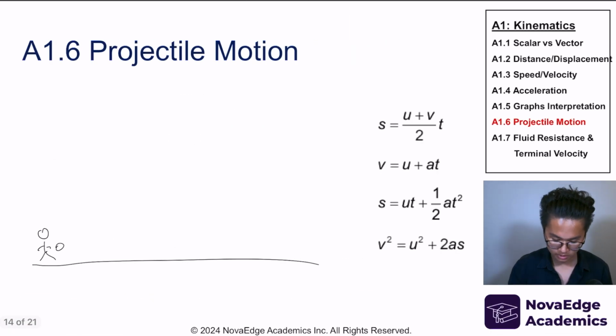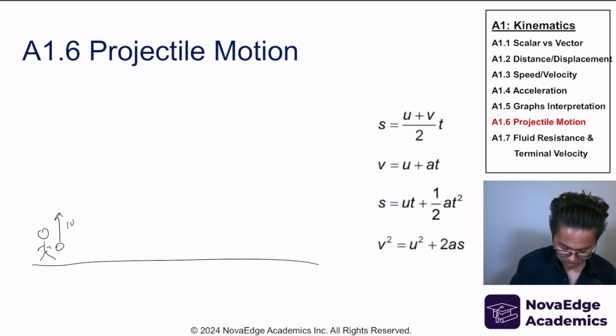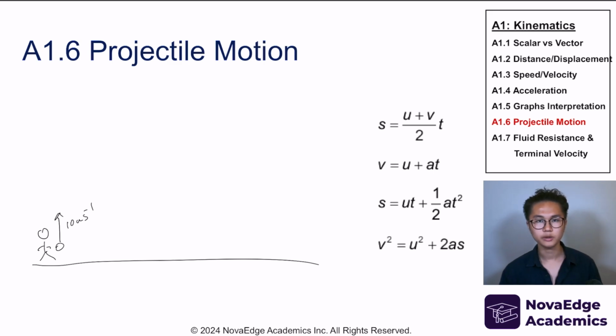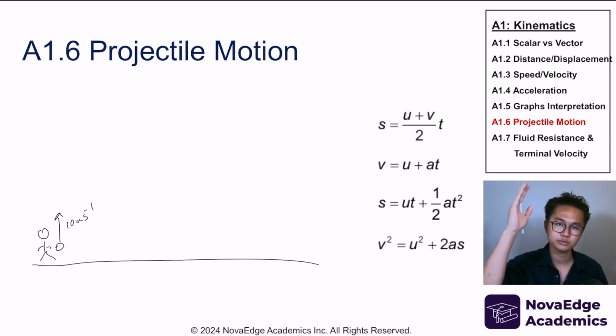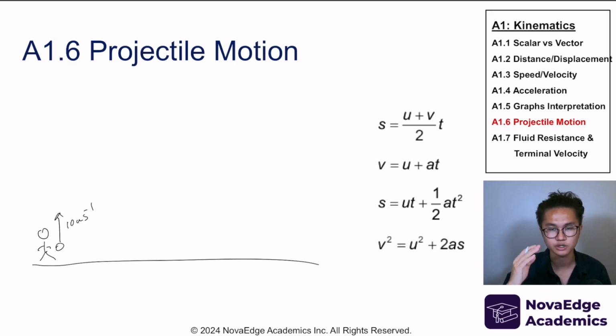Let's do another one. Here I'm going to throw it up with 10 meters per second. Okay, so now I'm on the ground and I'm going to throw it up. Here's where it gets a bit tricky, because you need to divide this into the ball going up and going down. And trust me on this, we're going to get through this and you're going to see why.